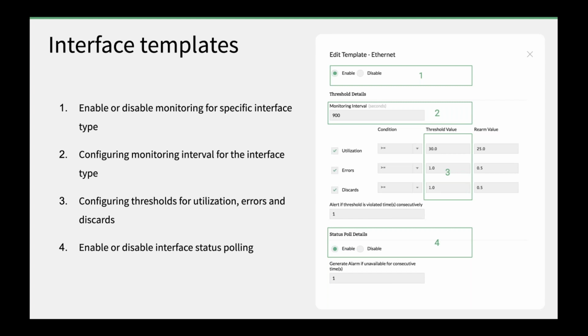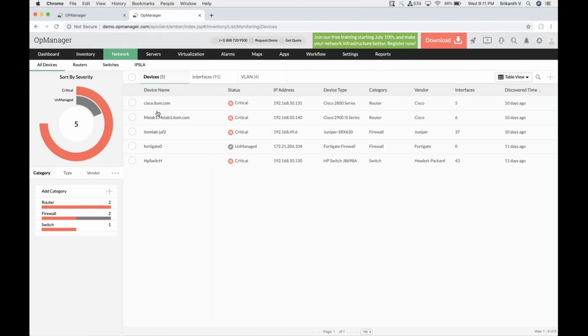So when it comes to status polling, probably there are certain interfaces that you are monitoring in OpManager that might not require an availability statistic. So you can just disable the availability statistic, keeping the utilization, errors and discards live and monitoring. So let me take you to the OpManager UI and show you how to configure the interface.